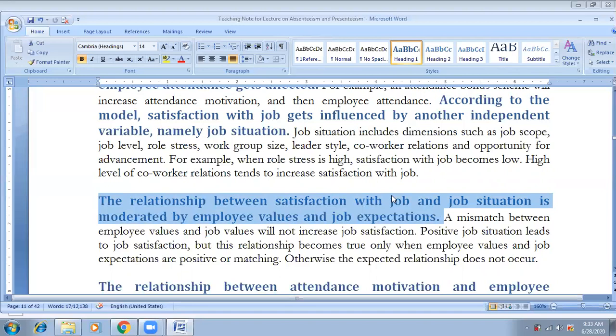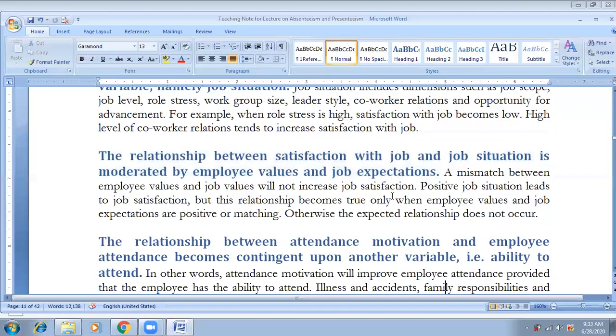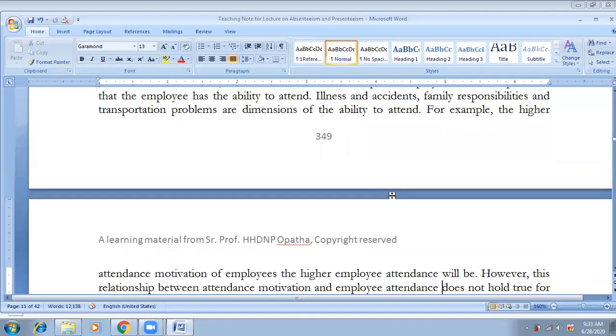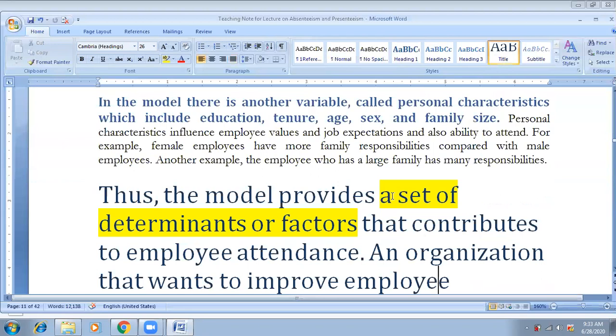If there is a mismatch between employee values and job values, then that will increase job satisfaction. No, that will not increase. That will increase job dissatisfaction. Then, of course, having a negative impact on attendance.